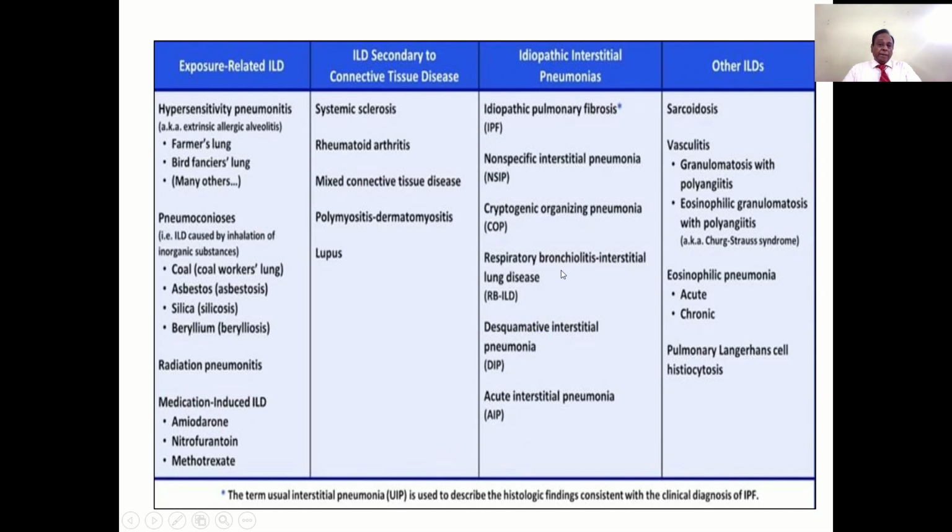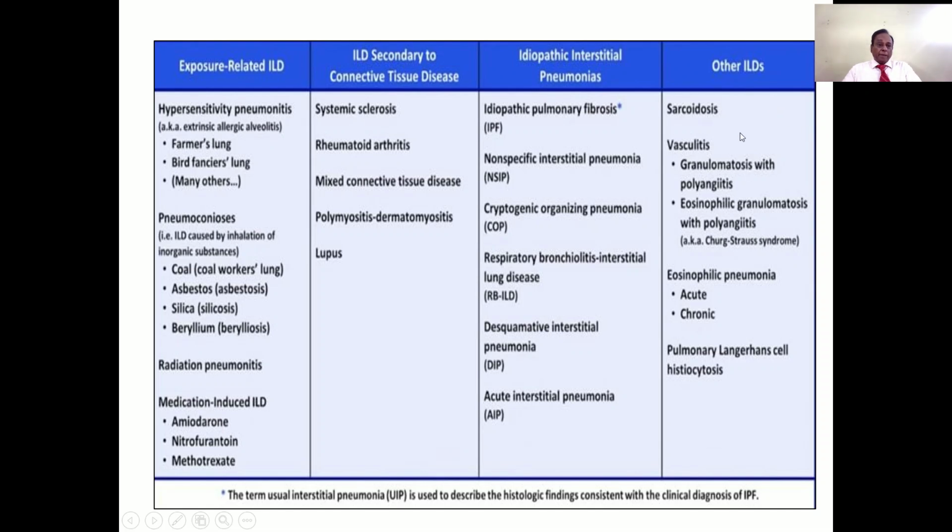Typically, anything that occurs after smoking, we can call respiratory bronchiolitis interstitial lung disease. Sometimes the acute picture is called acute interstitial pneumonia. I think desquamative interstitial pneumonia is also implicated with smoking. I think ILD is a very big chapter.